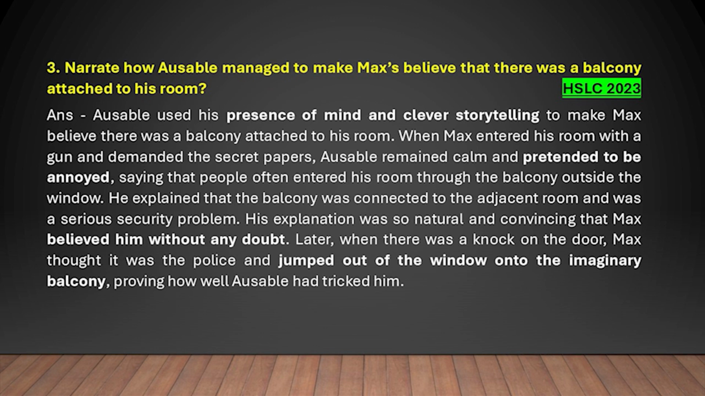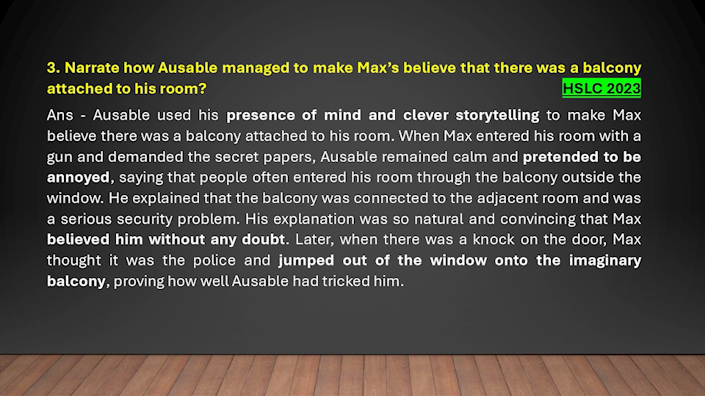3. Narrate how Ausable managed to make Max believe that there was a balcony attached to his room. HSLC 2023. Answer: Ausable used his presence of mind and clever storytelling to make Max believe there was a balcony attached to his room. When Max entered his room with a gun and demanded the secret papers, Ausable remained calm and pretended to be annoyed, saying that people often entered his room through the balcony outside the window.